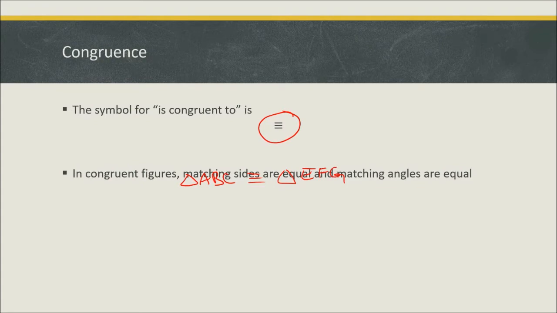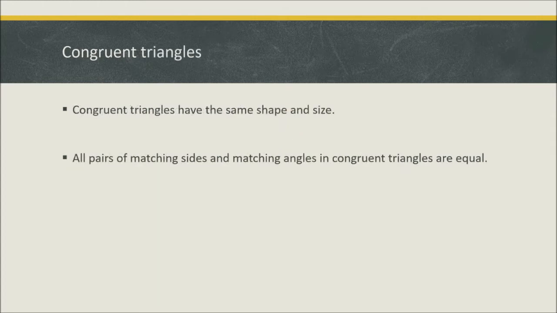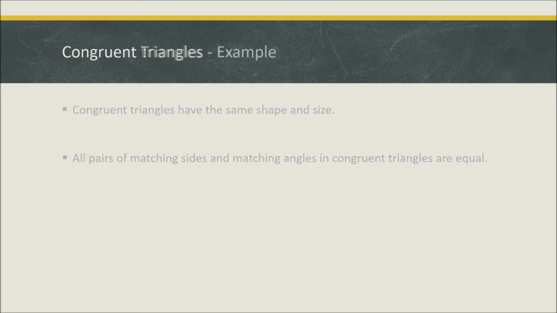In congruent figures, matching sides are equal and matching angles are equal. Congruent triangles have the exact same shape and size. All pairs of matching sides and matching angles in congruent triangles are equal.